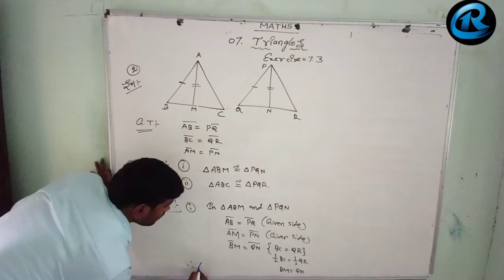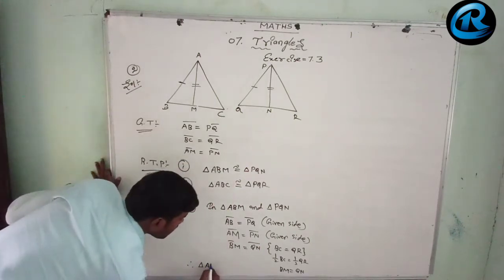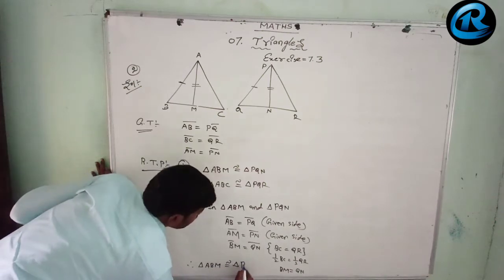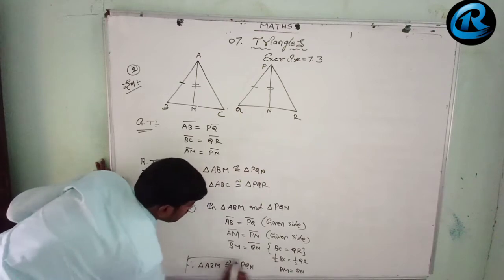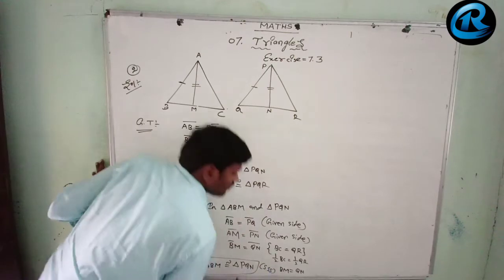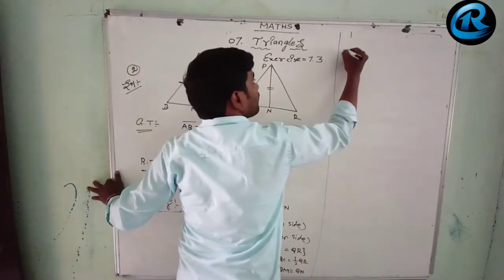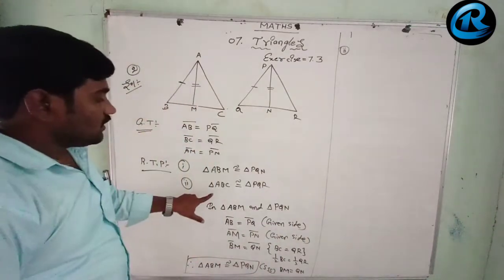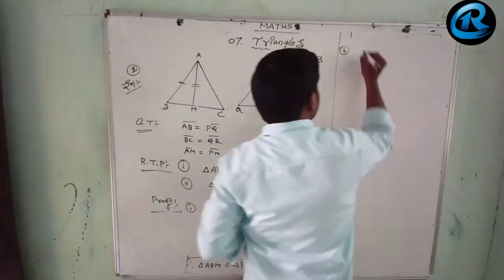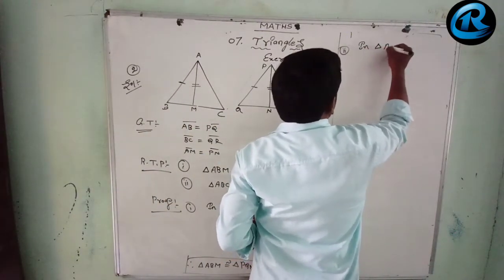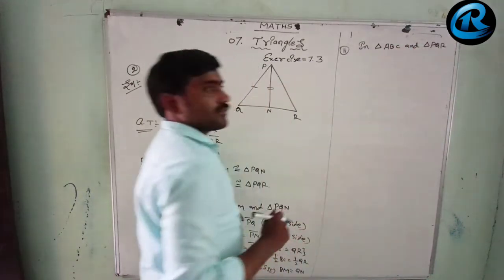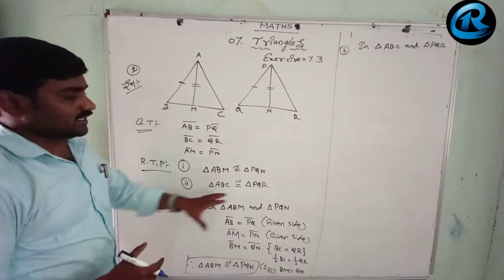Yes, I can write now. Therefore, triangle ABM is congruent to triangle PQN by the side rule. So the next one, the complete triangle ABC, we have to show that it is congruent to triangle PQR. Now in triangle ABC and triangle PQR, let us take these two triangles and check whether they are congruent or not.